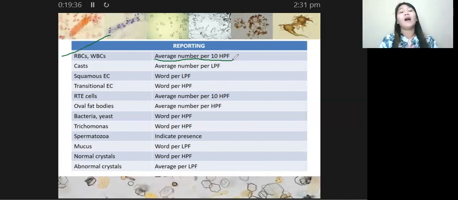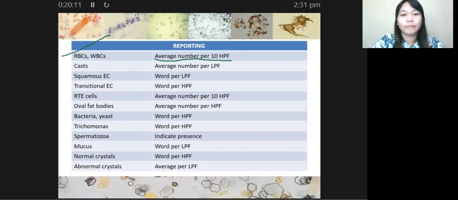Okay, so yan. Alright, so another, we have your casts. Your casts, they are significant. Okay, ayan. Ayan, they are significant and they are reported as average number per LPF. Okay, yes. So, significant po ang ating mga casts with the exception of your hyaline. Diba? Siya yung hindi masyadong significant out of the different casts that we have. Okay, so average number po per LPF. We have yours, ito, yung mga epithelial cells natin.